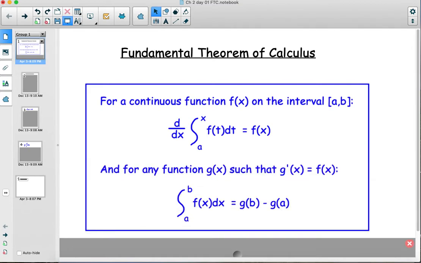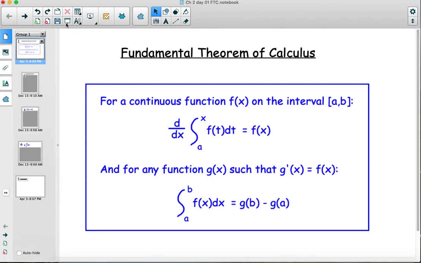And the second part says for any function g of x such that g prime of x equals f of x, or in other words, g is the antiderivative of f, you can evaluate the definite integral from a to b of f of x dx by simply evaluating g of b minus g of a.